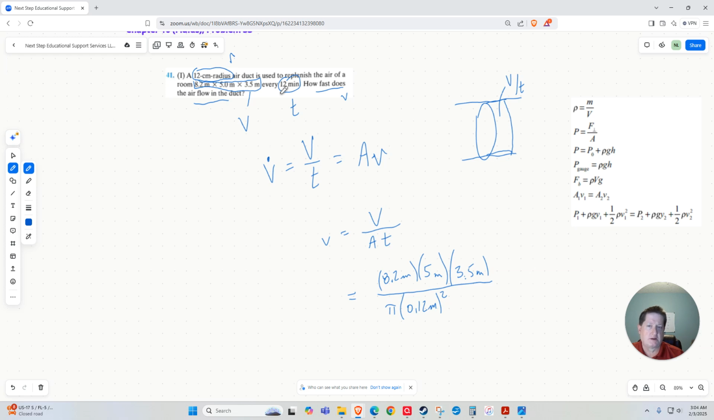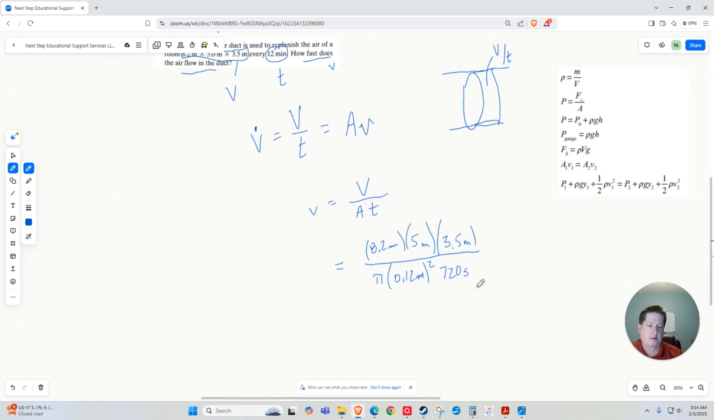That's 12 minutes. 60 seconds worth of 12 minutes is going to give you 720 seconds. Again, if you're not comfortable with those conversions on the fly, you can do them more deliberately and formally. But I'm pretty comfortable with those. So we can calculate our velocity using those numbers.